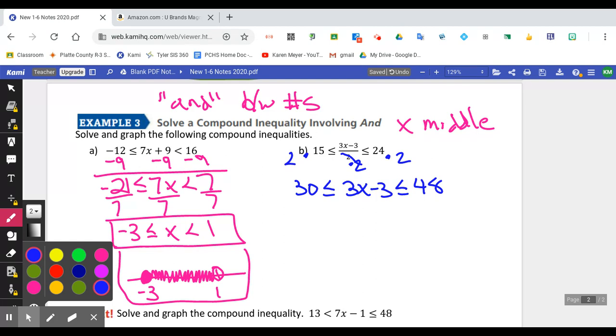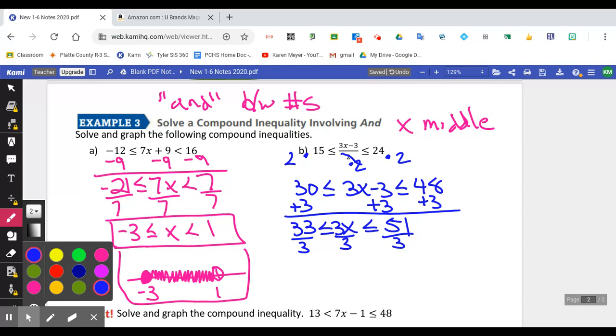So in the middle, we want to get rid of minus 3, so add it. Make sure you add it to both ends. So you come up with 33 is less than or equal to 3x, which is less than or equal to 51. Sorry, 3x in the middle. Don't be silly like me and accidentally forget a number. So now to get rid of the 3 in the middle, divide everything by 3. So 11 is less than or equal to x, which is less than or equal to 17.